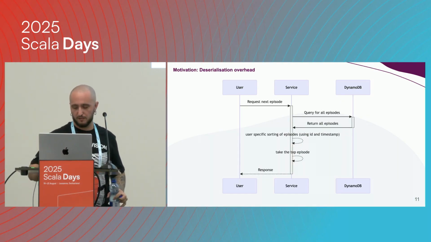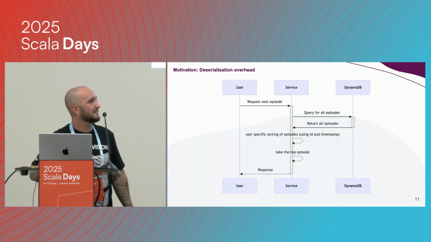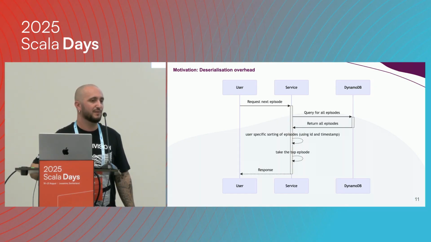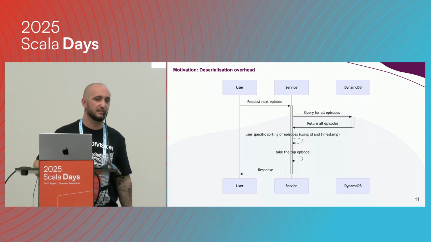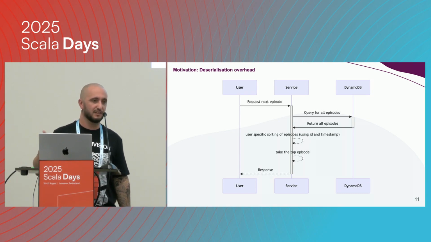But the question here is, what is the overhead in this case? So we are returning all episodes, and from Dynamo that means you are reading the whole records and deserializing them. So in this case, converting from some JSON-like representation to case classes. And that is very costly.